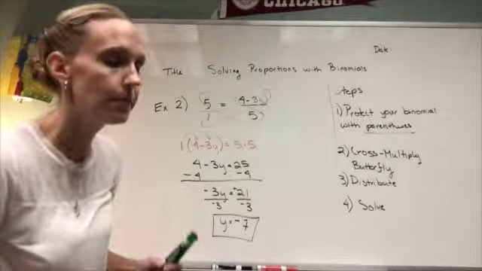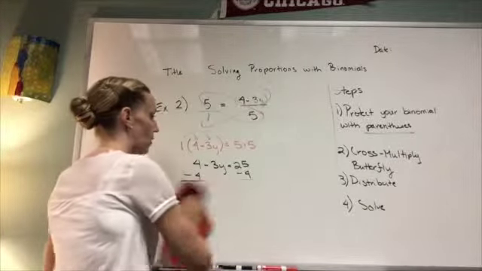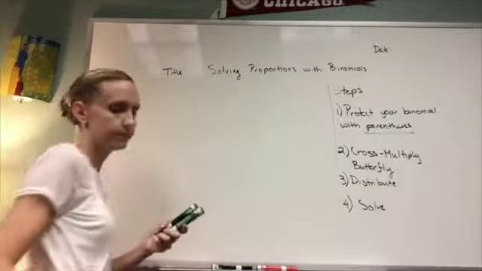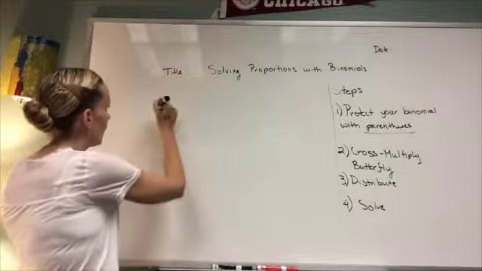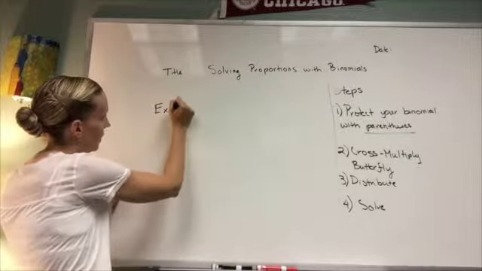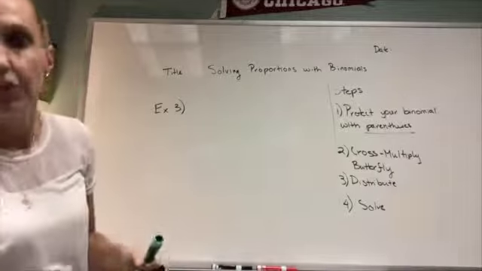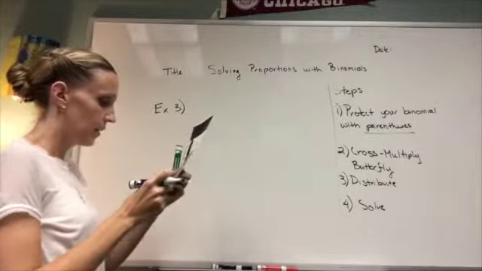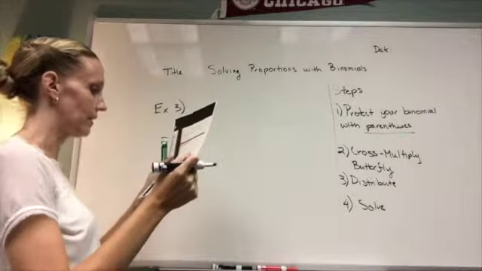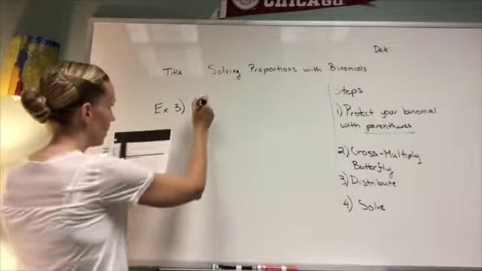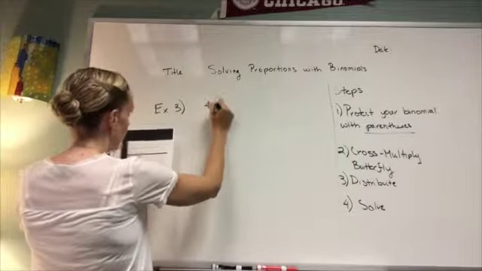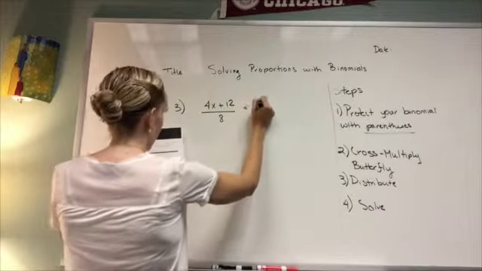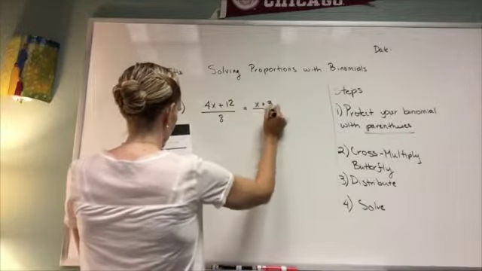Okay, we're going to do one more for your notes, and then we're going to call it quits, and that will be the end of this session. All right, example 3. I'm going to see if I can find one in which we have two binomials. Oh, and here's where the fun begins. Here we go. 4x plus 12 over 8 equals x plus 3 over 2.